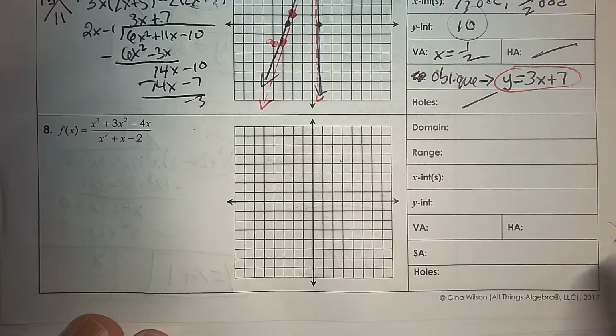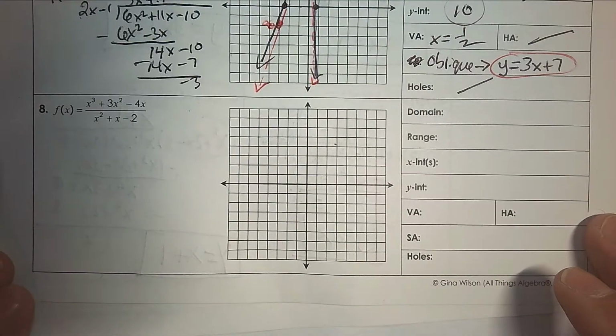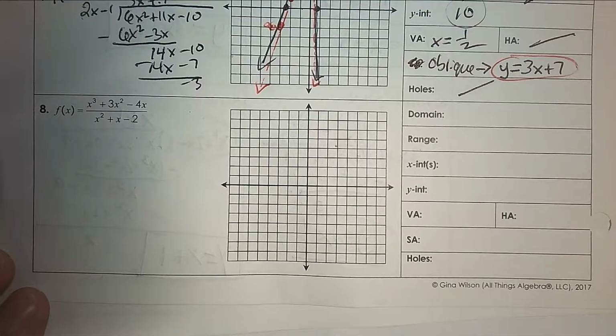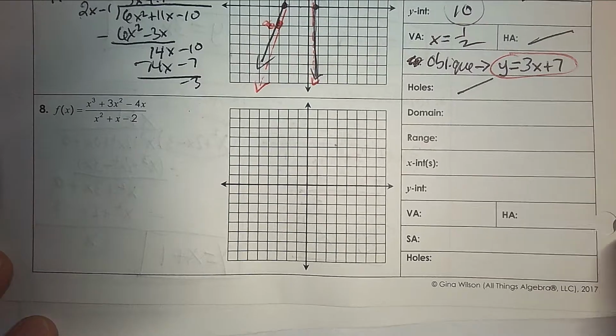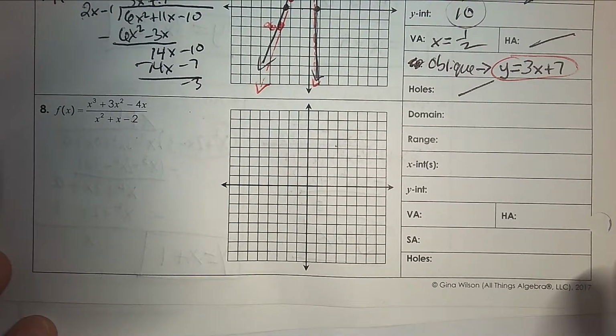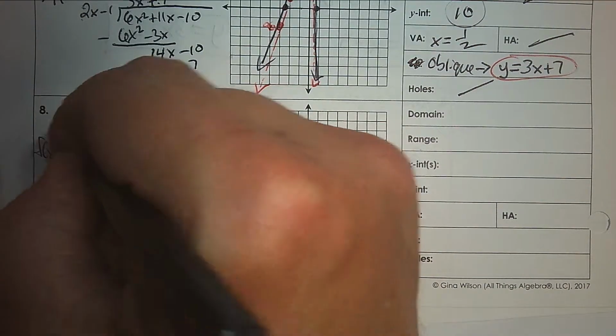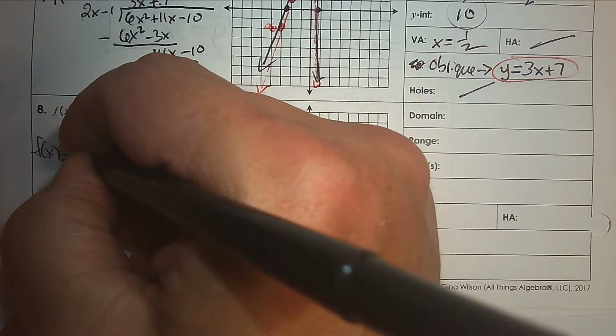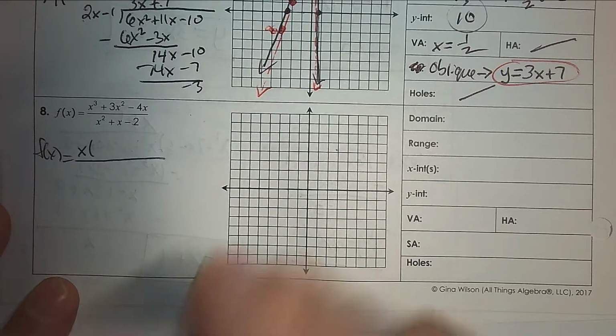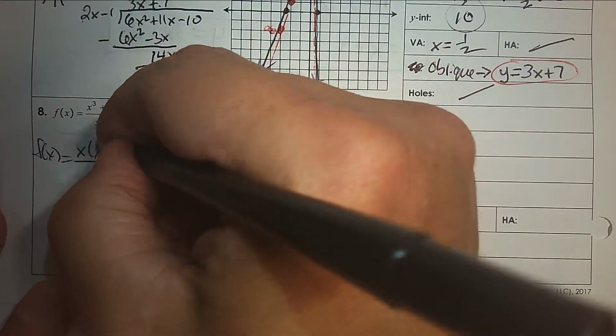Number 8. Aaliyah, what do I do first? Factor. Can you factor the top for me? Yeah, you just take factor out x. And what are you left with? X squared plus 3x subtracted.